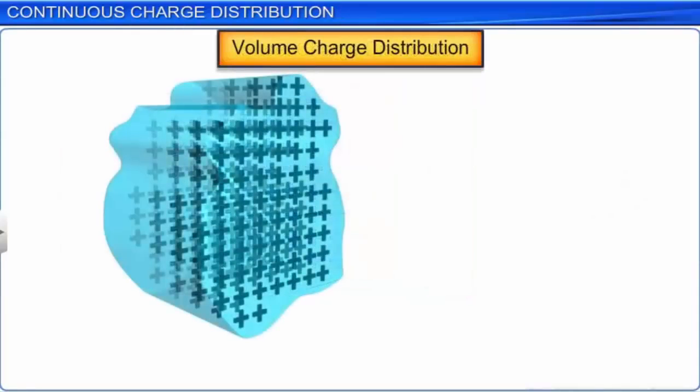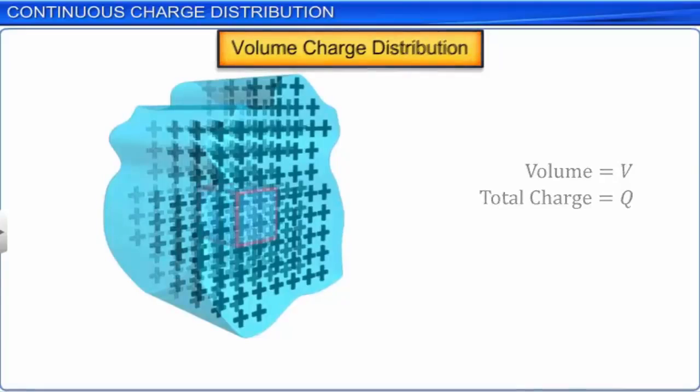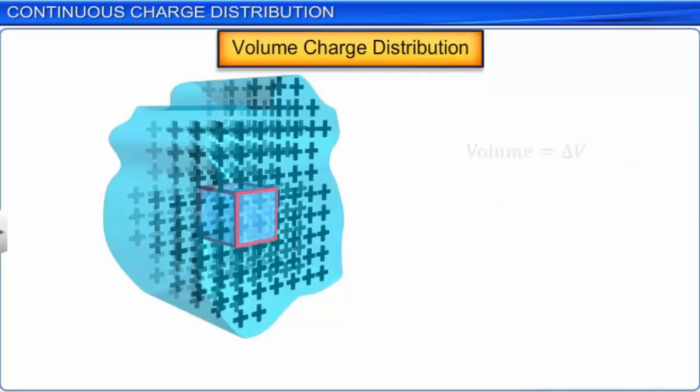Now let us consider a volume charge distribution. Consider a volume V carrying a charge Q. Let us assume that the total volume is divided into a number of small elements, each of volume delta V having a charge delta Q. Then, volume charge density, or charge density, rho, of such a volume charge distribution is defined as the charge per unit volume. Thus, rho is equal to delta Q by delta V and is measured in Coulomb per meter cube in SI unit. It is a scalar quantity.